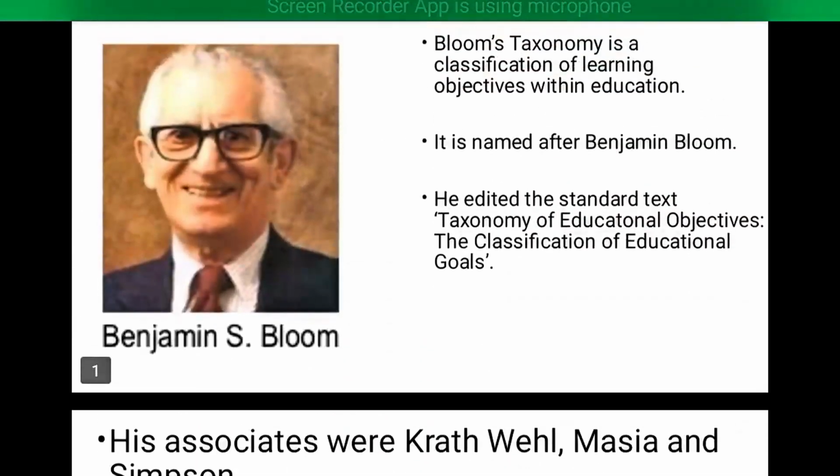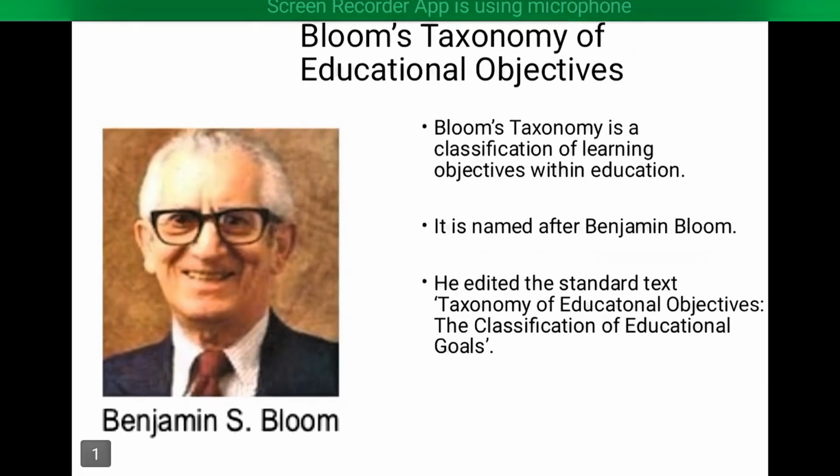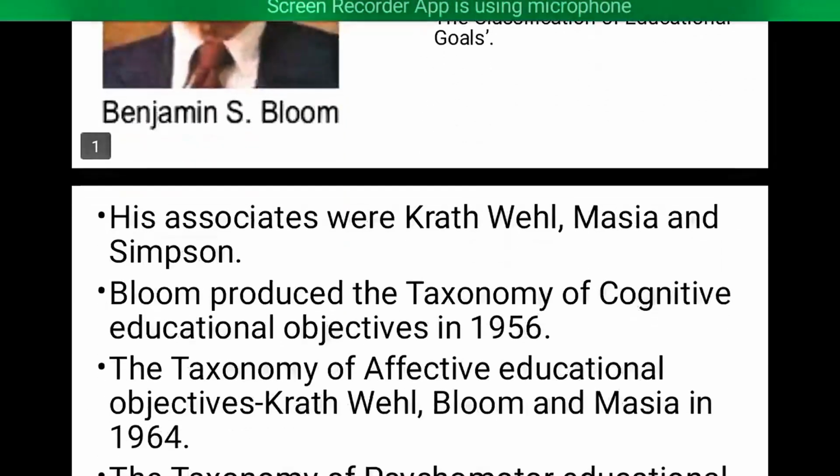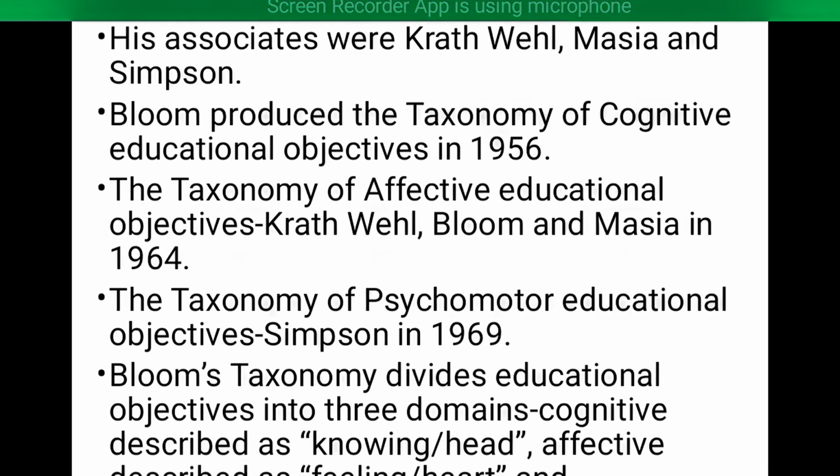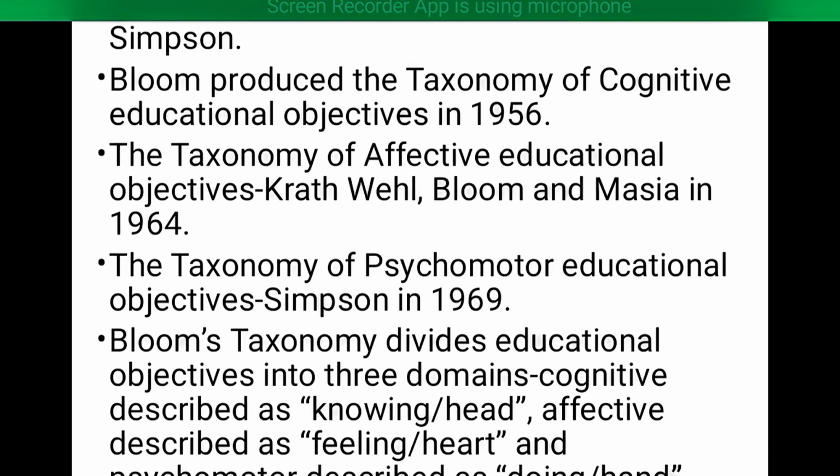So this is the picture of Benjamin S. Bloom, who is the creator of this taxonomy, Bloom's taxonomy. His associates were Krathwohl, Masia, and Simpson. Bloom produced the Taxonomy of Cognitive Educational Objectives in 1956. The Taxonomy of Affective Educational Objectives was produced by Krathwohl, Bloom, and Masia in 1964. The Taxonomy of Psychomotor Educational Objectives was produced by Simpson in 1969.